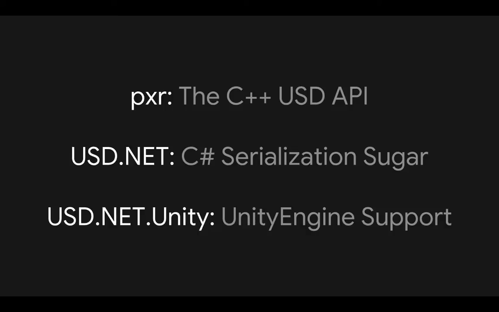There are 3 basic components to it. The PXR namespace is a faithful translation of the C++ USD API. So if you're familiar with the C++ API, the PXR namespace within this library will be very familiar. The USD.NET namespace provides C# serialization semantics. So you create a C# class and are able to serialize that directly to USD without calling the USD API. This is more intended for C# developers. And then the USD.NET.Unity namespace provides USD engine integration, so support for native Unity types like Vector3 or Bounds or other things like this.